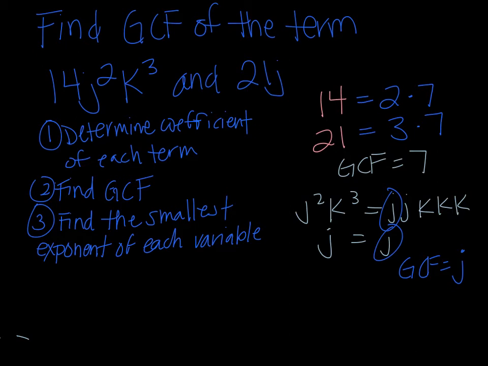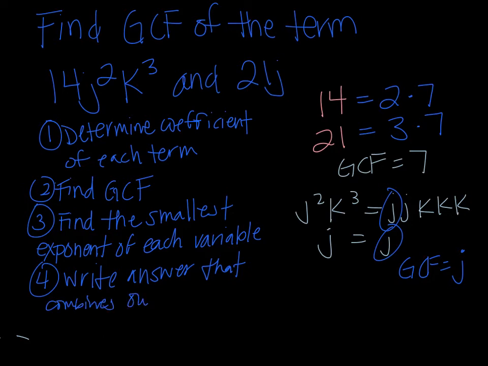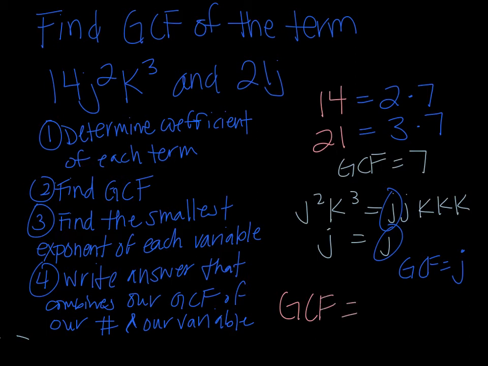Now we can write our final answer. That combines our GCF of our number and our variable. So we have a GCF of 7j. Let's try some more examples on the next page.